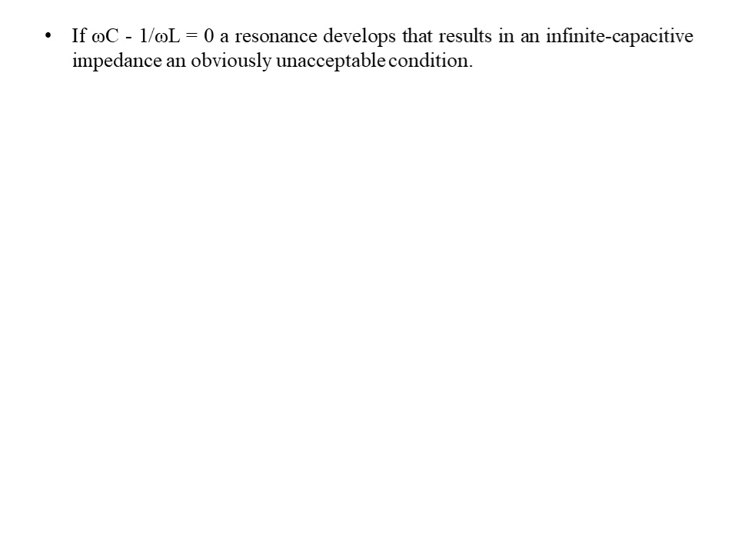If omega C minus 1 upon omega L is equal to 0, that is, when capacitive reactance is equal to inductive reactance, a resonance is developed, or the net reactance is equal to 0, that is X is equal to 0. Then we have the resonance condition. So resonance is developed that results in infinite capacitive impedance, an obviously unacceptable condition. This condition is not acceptable because if the resonance condition occurs, there will be oscillations in the system, and since it is in series, the impedance of the line will increase, and there will be large voltage variation across the load end, and thus this controller will not be able to compensate this voltage variation. So we need to avoid this resonance condition in the system.